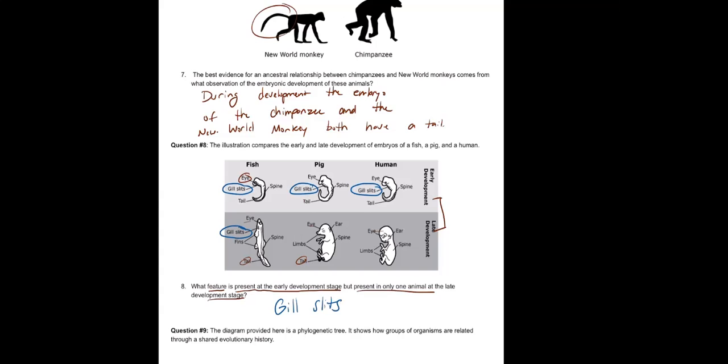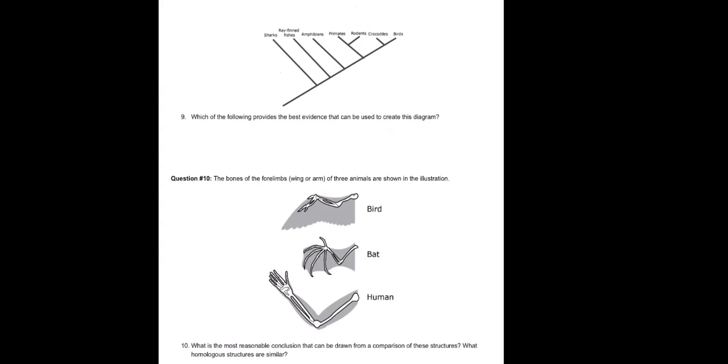Let's look at question 9. The diagram provided here is a phylogenetic tree. It shows how groups of organisms are related through a shared evolutionary history. So this is called a cladogram. It's this diagram at the top. And it's showing how everything is related to each other. Notice the birds are closer to the crocodiles than the rodents. What that is saying is that birds are more related to crocodiles than to rodents. The closer things are on the chart, the more related they are to each other.